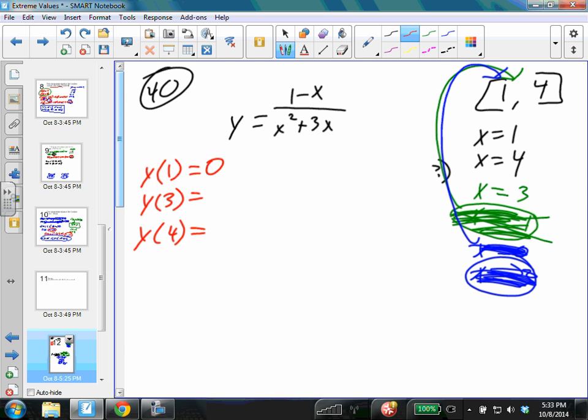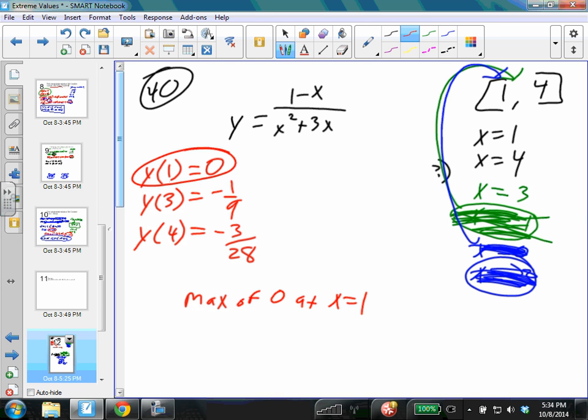Gives me -1/9. And then if I use 4, I get -3/28. Okay? Well, we already know what the maximum is, right? 0 is the biggest, so we have a max of 0 at x equals 1.